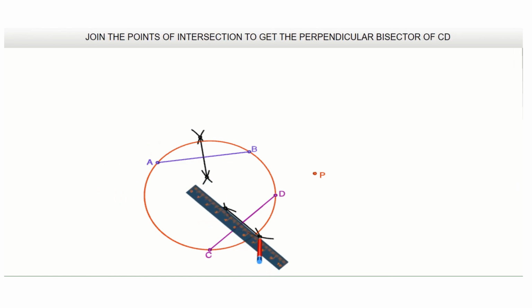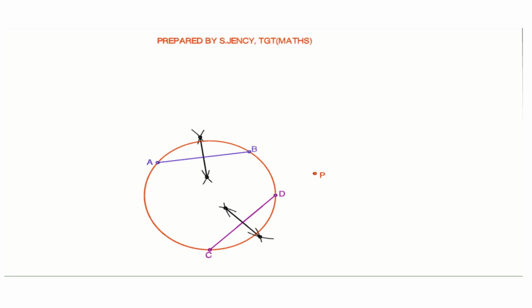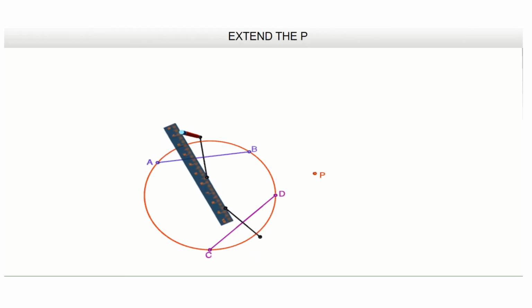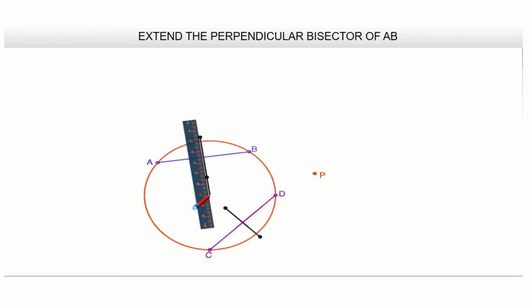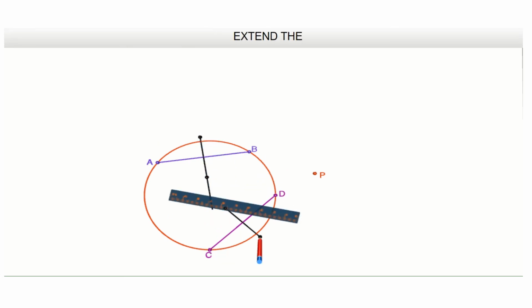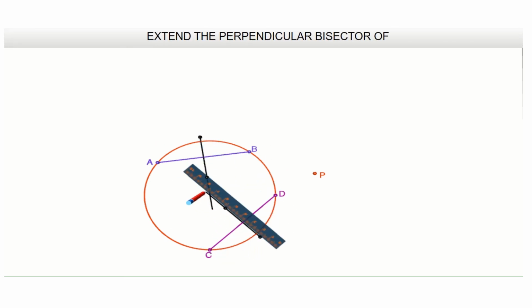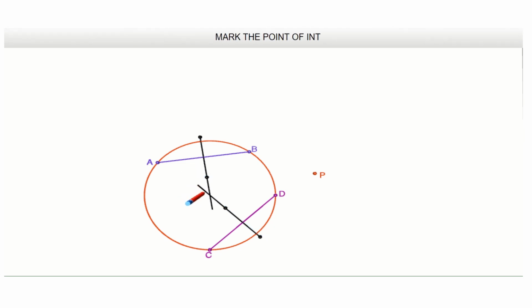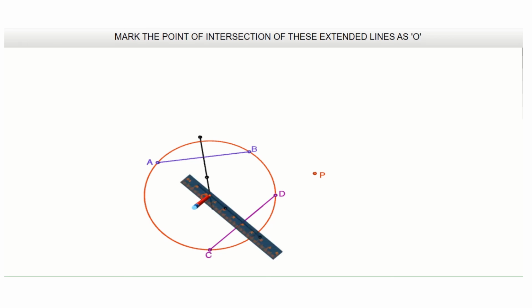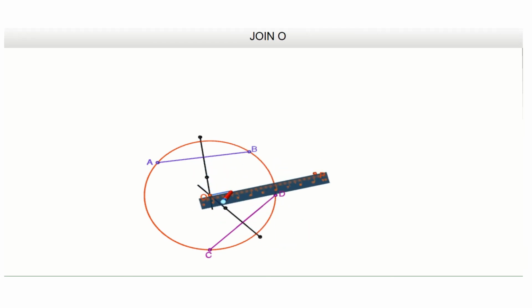The next step, I am going to extend those two lines. Just now we drew the bisector lines. I am going to extend these two lines. If I extend like this, these two lines will intersect at one point. That point I am going to take as O, and that is my center. Right. This O and P I am joining.